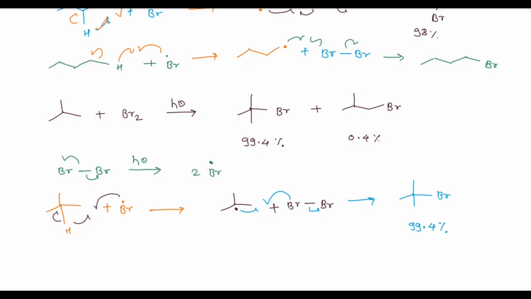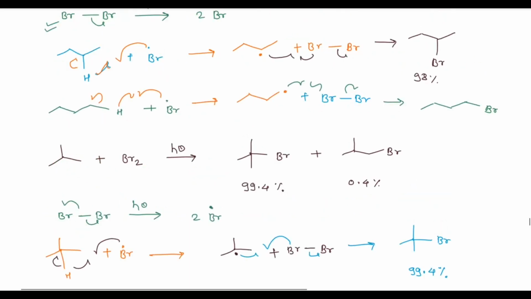From this example, we conclude that as the stability of the free radical increases, the yield of the product also increases. Here in this example, there is formation of a secondary radical and product formation is 98%, and in this example the radical generated is a tertiary radical, and the percent yield of this reaction is 99.4%. Now we will see allylic halogenation.